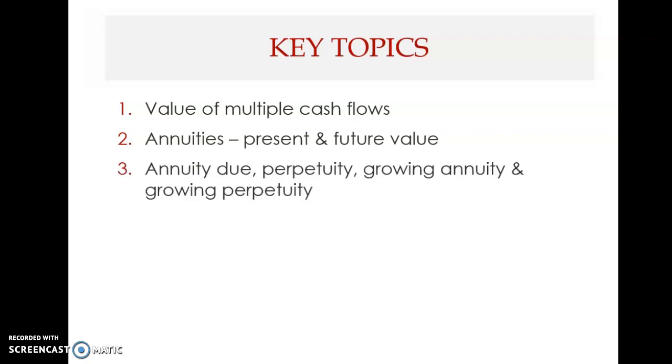Then the third topic, we'll look at other types of annuities. We'll look at annuity due, then perpetuity, then growing annuity and growing perpetuity. So there are 4 types here. The annuity that we're going to look at in the second key topic will be called ordinary annuities. So here we have other types of annuities: annuity due, perpetuity, growing perpetuity and growing annuities. We look at all these in topic number 3.